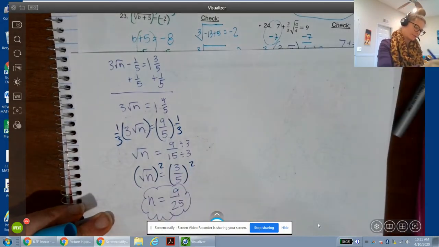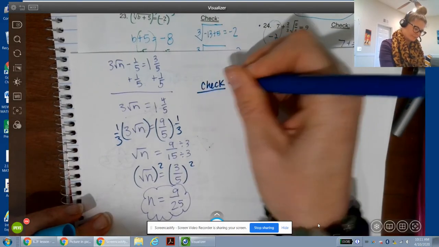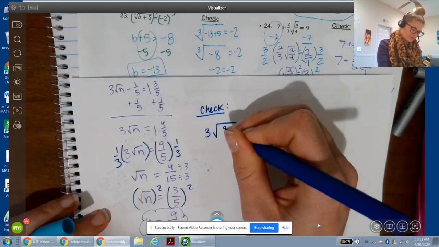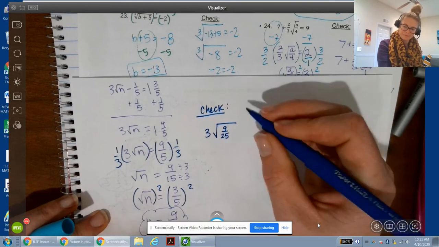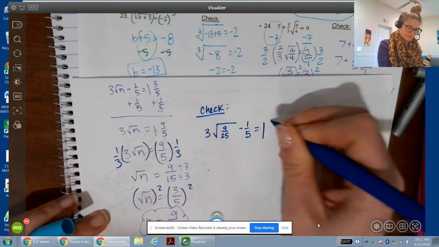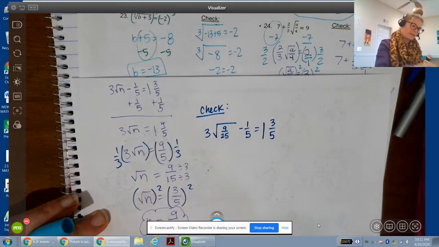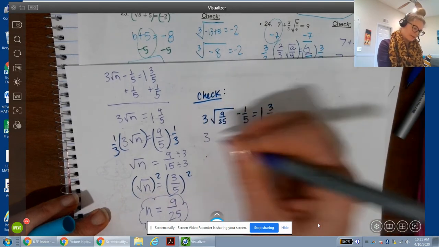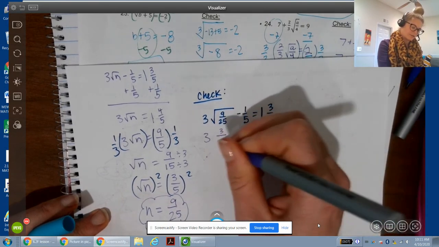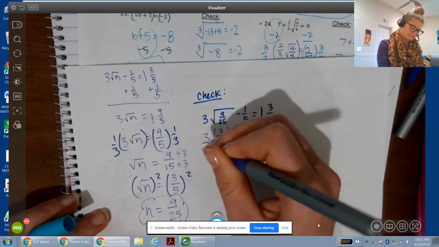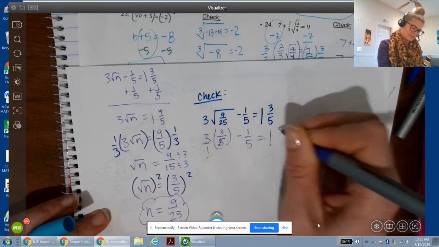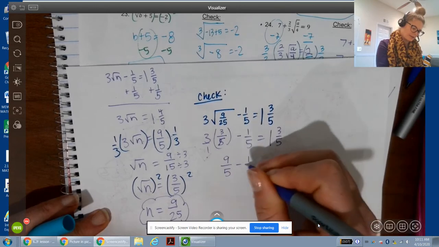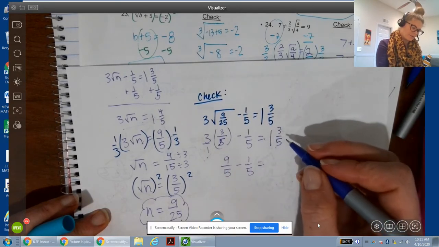So now we're going to do our check. And we have the original problem, 3 square root 9/25 minus 1/5 equals 1 3/5. From here, we're going to simplify using order of operations. This grouping, square root of 9 over 25, is the square root of 9, which is 3, and square root of 25, which is 5. Minus 1/5 equals 1 3/5. This ends up being 9/5 minus 1/5 equals, let's turn this into an improper fraction.